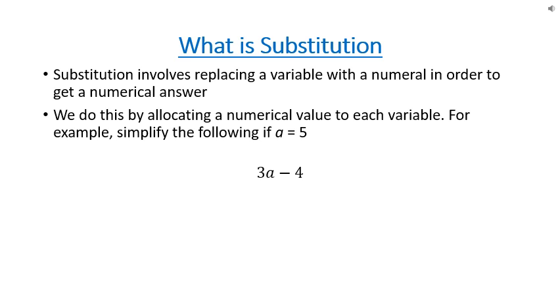If we look at this example, we can say 3a take 4 when a equals 5. Now remember, 3a means 3 times by a take 4, but in this case, a actually equals 5. So this becomes 3 times 5 take 4, which then becomes 15 minus 4, which gives us an answer of 11.